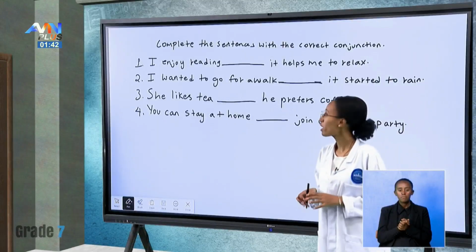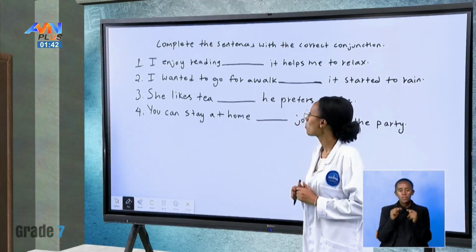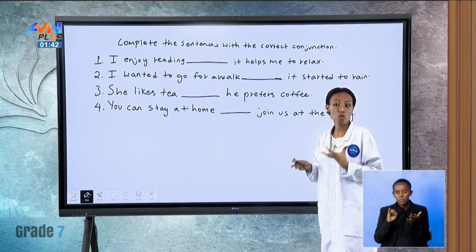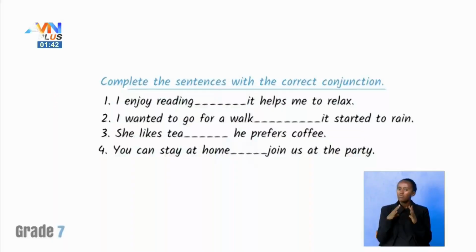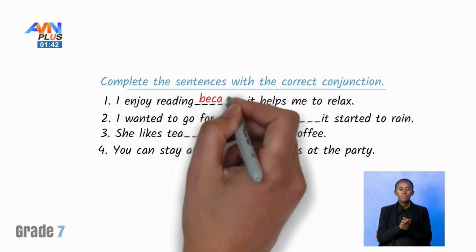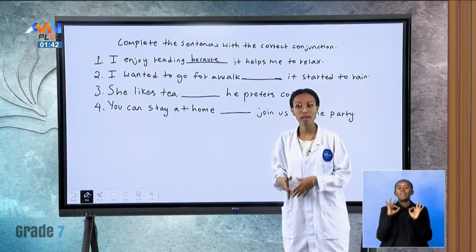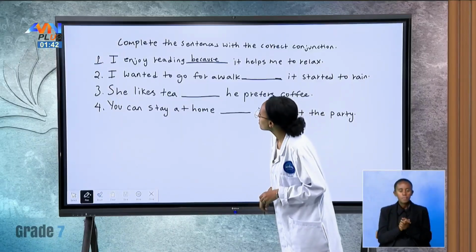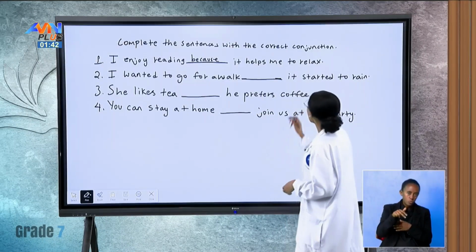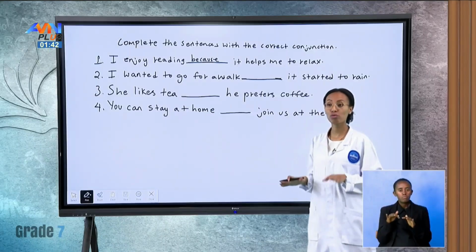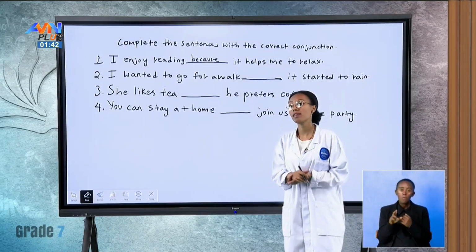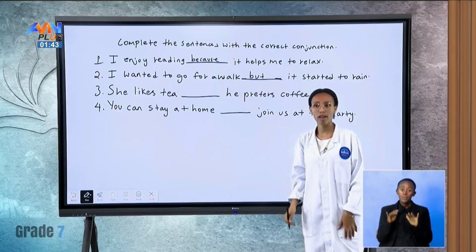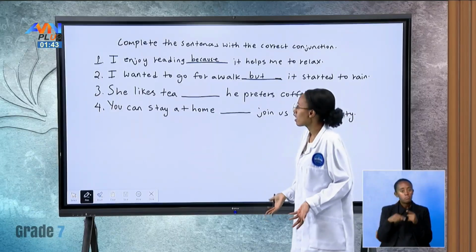Okay, I'm sure you all tried your best, and let's see how well you did. The first one: I enjoy reading. It begs the question, why? Why do you enjoy reading? Because it helps me to relax. Because it helps me to relax, what do you prefer doing? I prefer reading. Okay, I wanted to go for a walk. It started to rain. So two negating or contrasting ideas. I wanted to go for a walk, but it started to rain. So I'm not going to be doing that anymore.